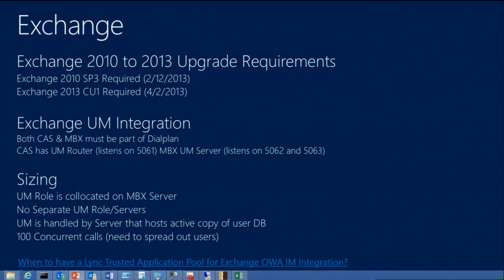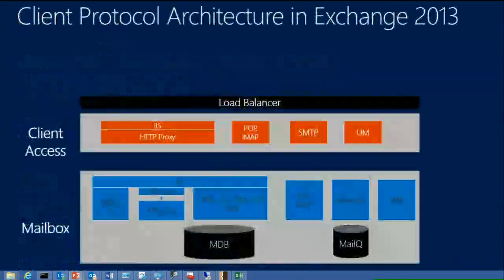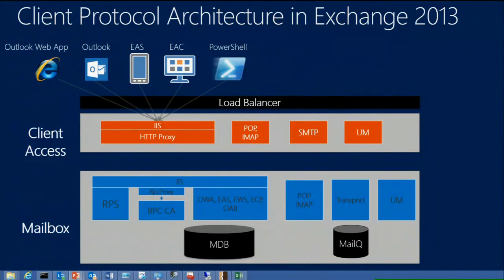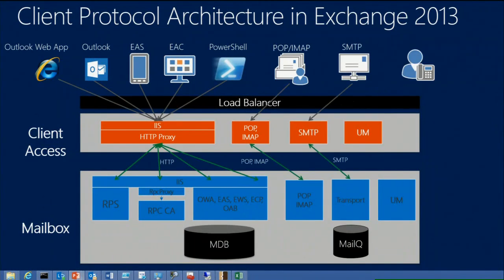It has a limit of 100 simultaneous calls. So that means you have to be aware that all the users you put on a mailbox server, you cannot exceed 100 calls. So you might have to put in multiple mailbox servers. I think that's kind of important. So this is how it actually works. For everything, the CAS is proxying to the mailbox server. But for this one, we have a router, which will redirect to the server. So it's a little bit different compared to all the other protocols.